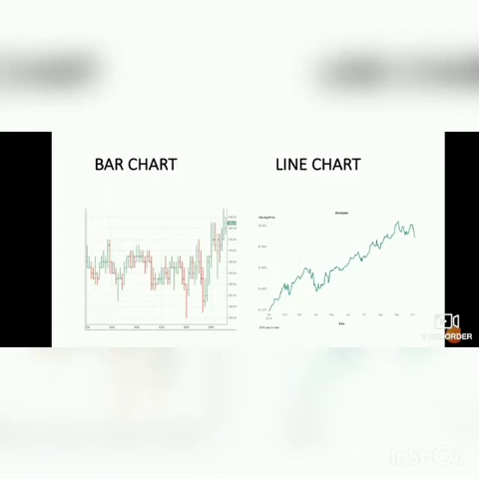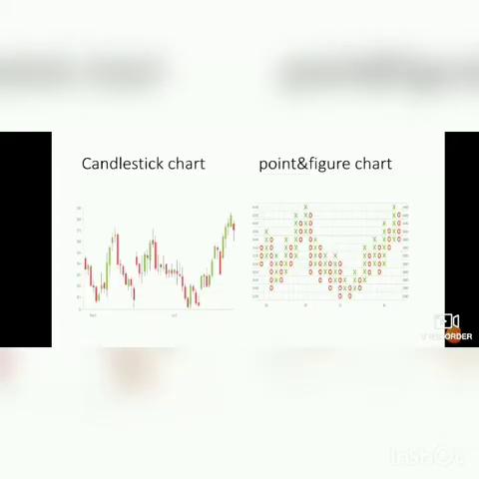Sure, this doesn't look like a bar chart, but it is a bar chart. And the second one is line chart, which is very obvious. The trend is shown in this chart very clearly, and the other charts are candlestick chart in the first position and point and figure chart in the second position. In the point and figure chart, the O means the low price and X means the highest price.